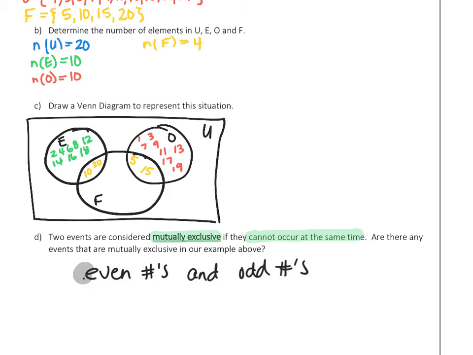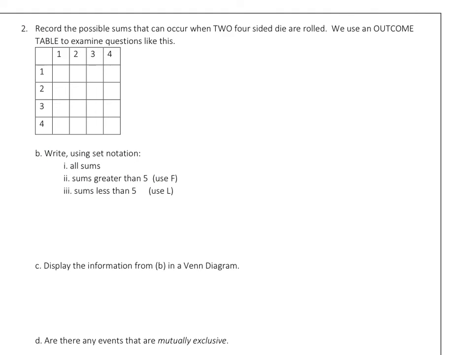All right, let's look now at a dice question. We'll do lots of these kinds of dice questions, dice and cards, when we get into probability. This is called an outcome table. An outcome table is where we list all of the possible outcomes, and it's just a way to organize our thoughts a little bit.